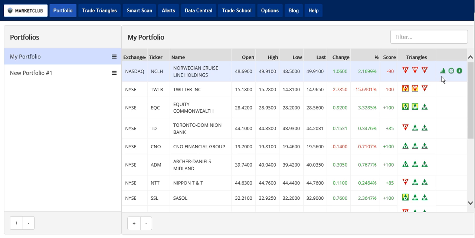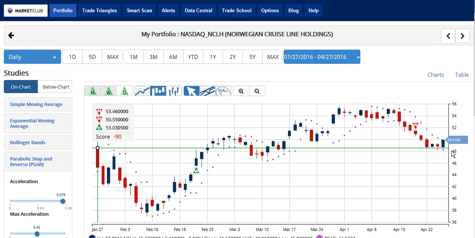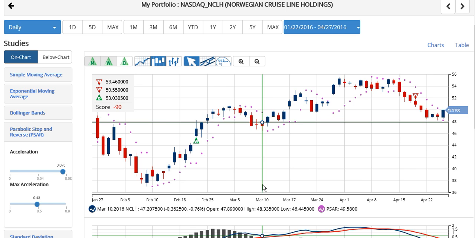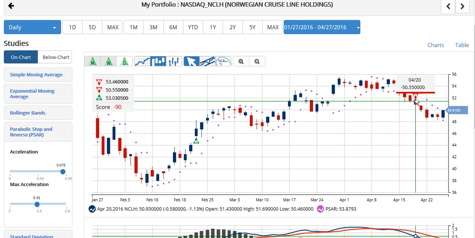And I use my parabolic SAR. I'll give you an example of that. I use my parabolic SAR as my stop for my money management. As you can tell right here, I entered into this trade quite a while ago. I only use my weekly and my monthly trade triangles to get in and out of a trade, by the way. I got in short on this weekly trade triangle at 50.55, and the parabolic SAR, which I always use as my stop, was at 53.87.